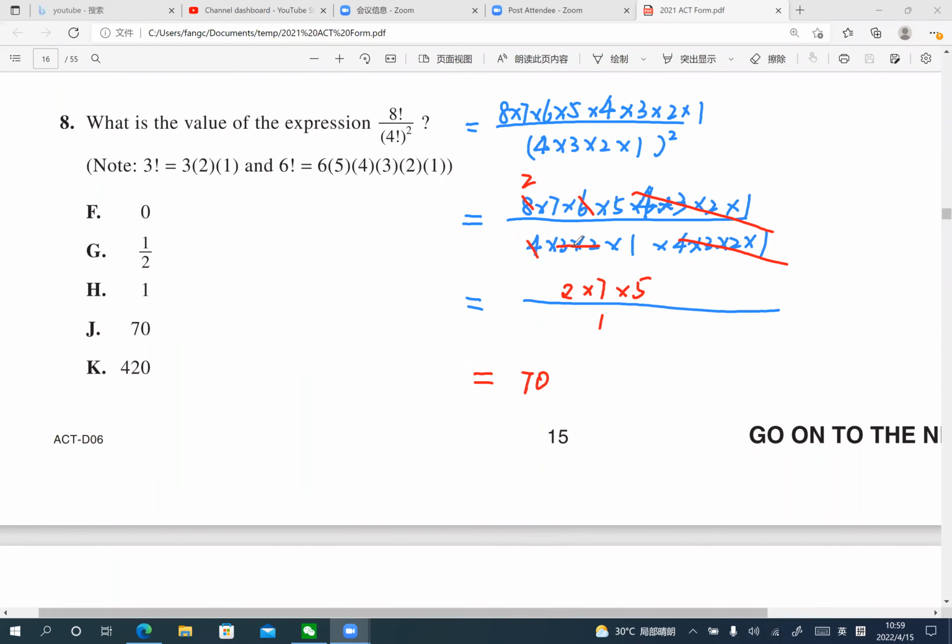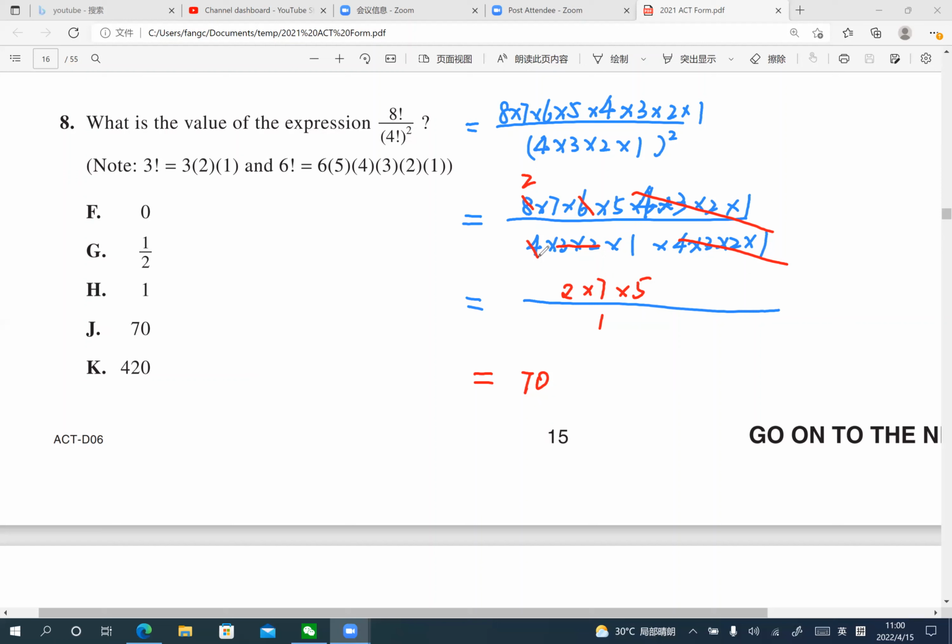Question 8. What is the value of the expression 8 factorial divided by 4 factorial squared? So 8 factorial equals 8 times 7 times 6 times 5 times 4 times 3 times 2 times 1. And 4 factorial equals 4 times 3 times 2 times 1, squared. Continue. The top is 8 times 7 times 6 times 5 times 4 times 3 times 2 times 1.